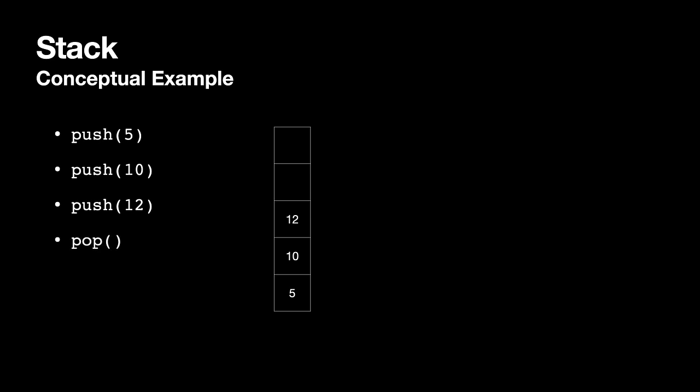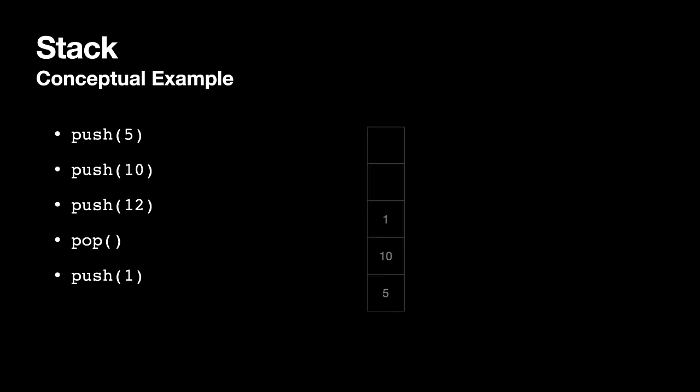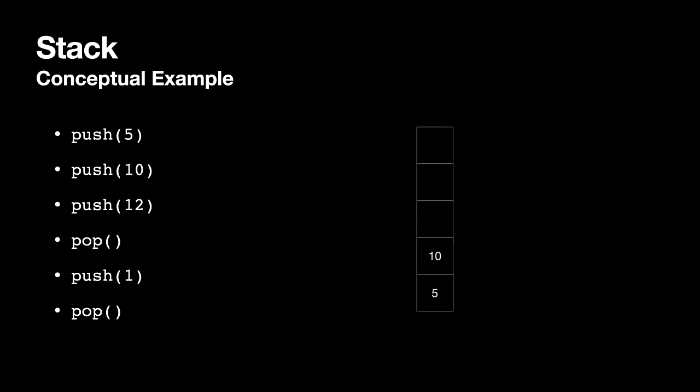And then we'll pop data off of the stack. So this will remove and return the thing at the top of the stack, the 12, leaving behind the 5 at the bottom and then the 10. Then if we push a 1 onto the stack, a 1 goes on to the first available spot above the 10. And then if we pop, the 1 is removed again. So again, the last thing that was put on, the 1, is the first thing that gets removed. LIFO is the acronym, last in, first out.